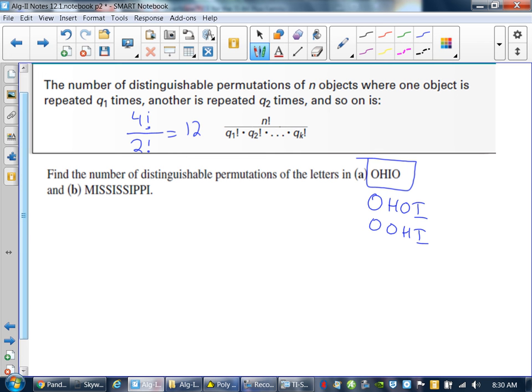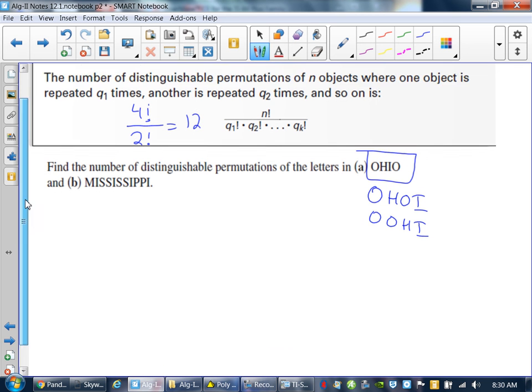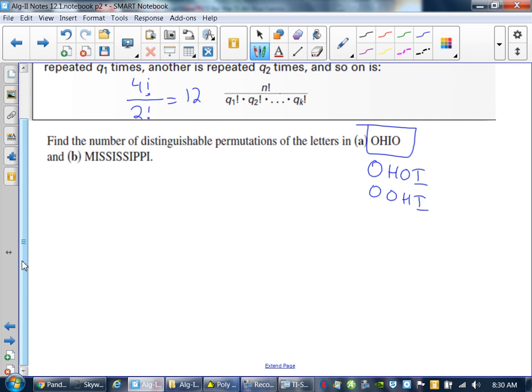If I look at the word Mississippi, wasn't it always cool when you first learned how to spell Mississippi? M-I-S-S-I-S-S-I-P-P-I. Oh, we've got to count letters. Ready? 1, 2, 3, 4. Is it too early for counting?